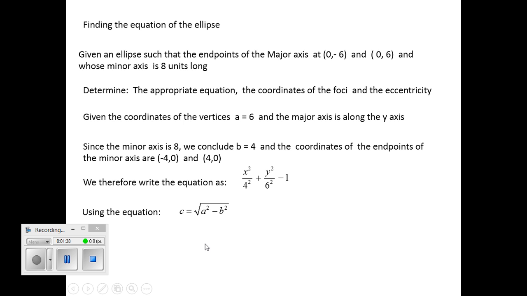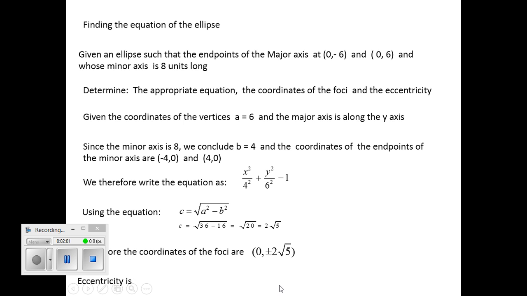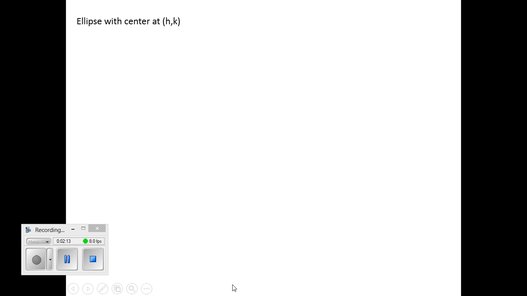For the foci, using the focus equation, c is the square root of a squared minus b squared, which is of course 36 minus 16, radical 20, that's 2 radical 5, and that is along the y-axis, because the major axis is y. The last thing we want is the eccentricity, which is c over a, so that's 2 radical 5 over 6, and if you wanted a decimal value to see how much that deviated from a circle, you could do so, okay?